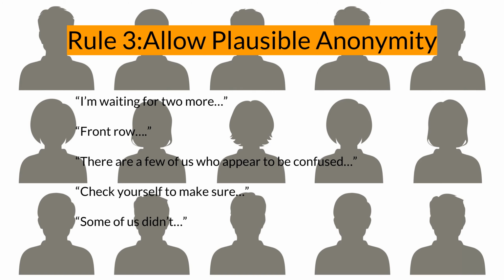Rule 3 is allowing plausible anonymity. It's possible that a student can self-correct just by stating what you observe and restating your expectation. If a few students struggle to follow your directions, consider making your first response something like, "I'm waiting for 2 more students to place their books in their desk.